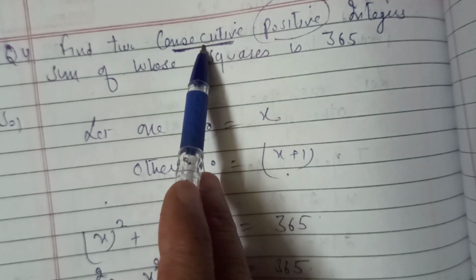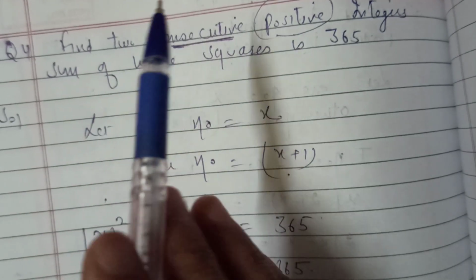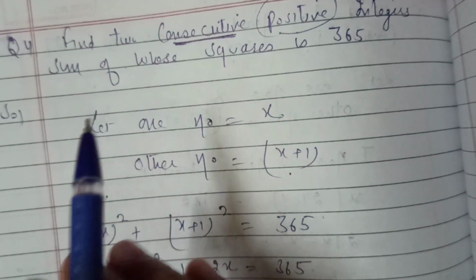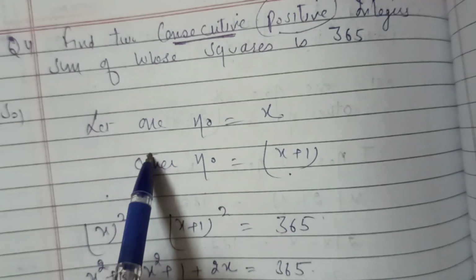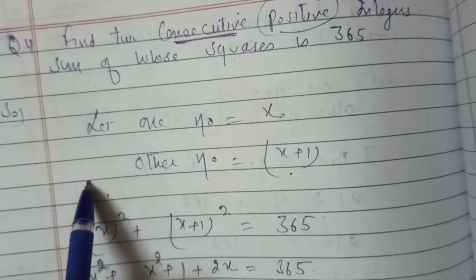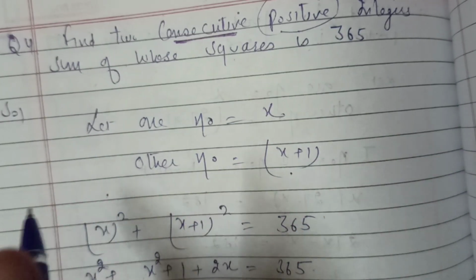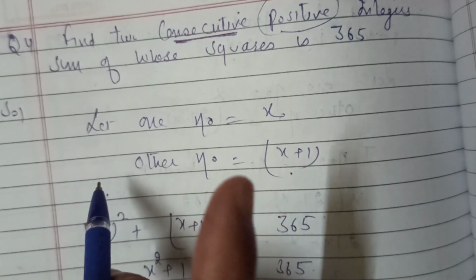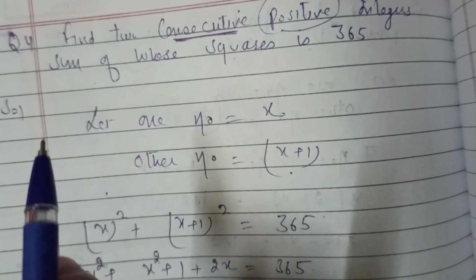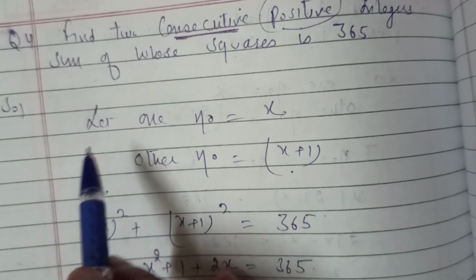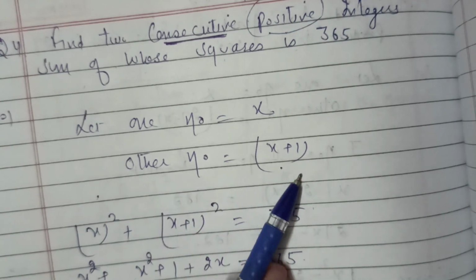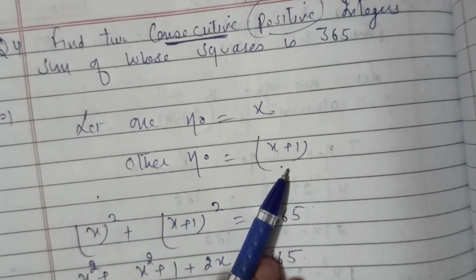Consecutive means लगातार, like after 1 we get 2. 1 and 2 are consecutive numbers. 3, 4 are consecutive numbers. 7, 8 are consecutive numbers. 9, 10, 11 are consecutive numbers. So in each consecutive number we keep on adding 1. After 7, which consecutive number will we get? 8. Means 7 plus 1, 8. So here let us suppose one number is x. So the next number will naturally be x plus 1.